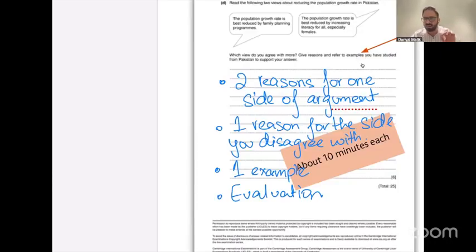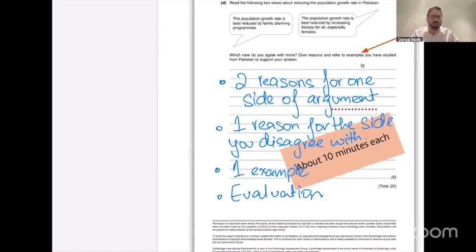Now, when I say argumentative questions, it basically means that you have to build an argument. Now, how will I build an argument? I will build an argument by one simple thing: writing down 2 reasons for one side of the argument and then one reason for the side which you disagree with. That's how we build an argument, right?